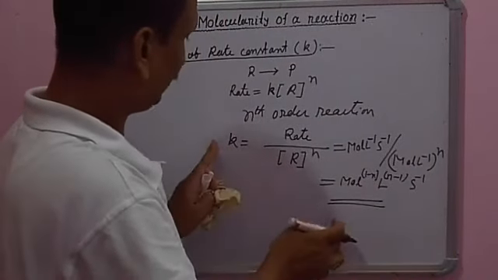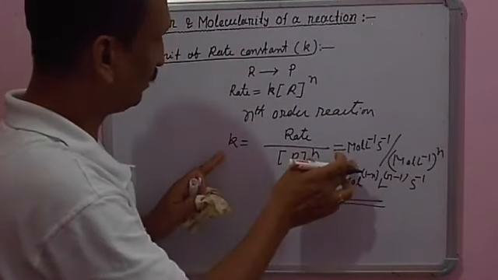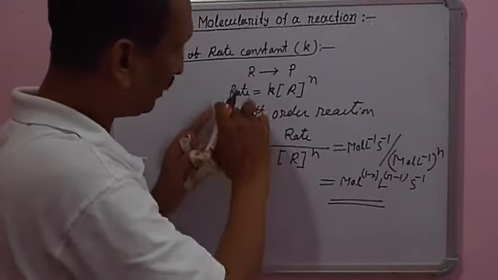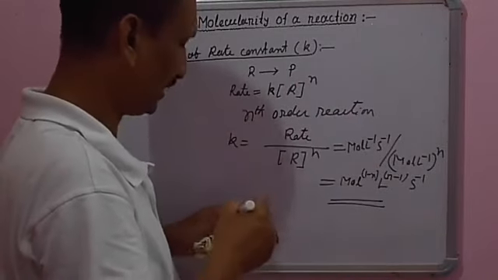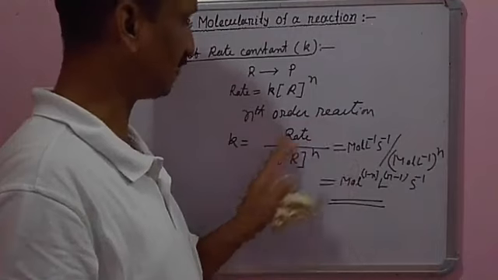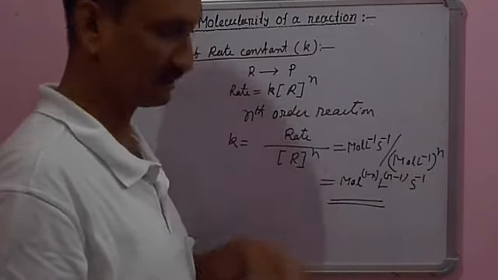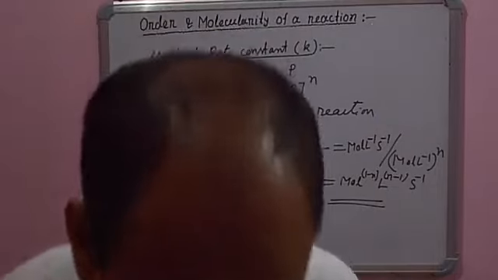So this way, if we know the unit of the rate constant, then we will get the order of the chemical reaction. That means from the unit of the rate constant, we can easily determine or identify the order of a chemical reaction. So we will see some problems here.